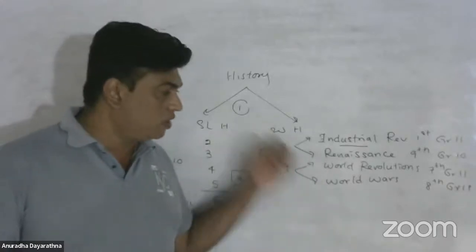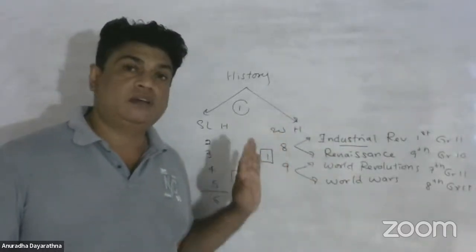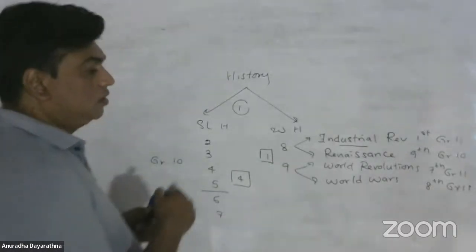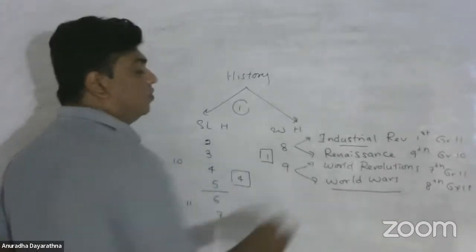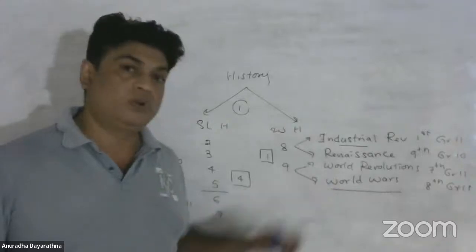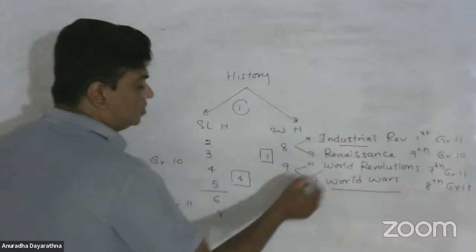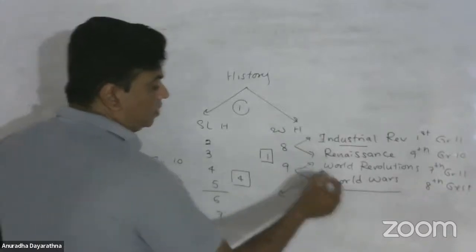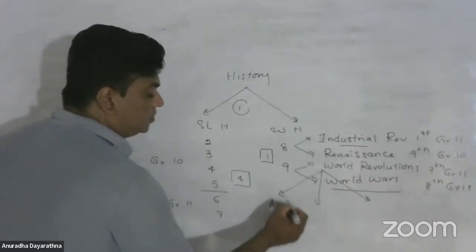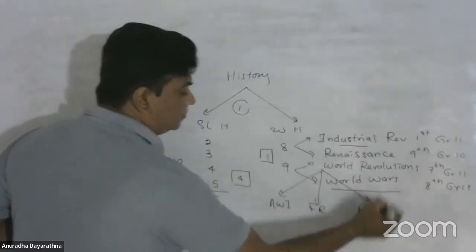So if you get the lessons ready here and you can write answers successfully for that question, you get full marks. We are not going to talk about world wars today; that will be discussed in a future seminar. Here I'm going to talk about the world revolution. When we take world revolutions, there are 3 world revolutions that we are going to study here: American War of Independence, French Revolution and Russian Revolution.